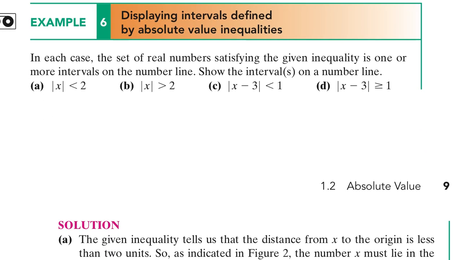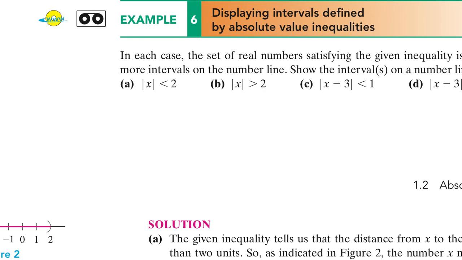And displaying intervals defined by absolute value. So in each case, the set of real numbers satisfying the given inequality is one or more intervals on the number line. Show the intervals on the number line. So this right here, you know what? There's one thing, a little trick to remember: say greater or, and less and.